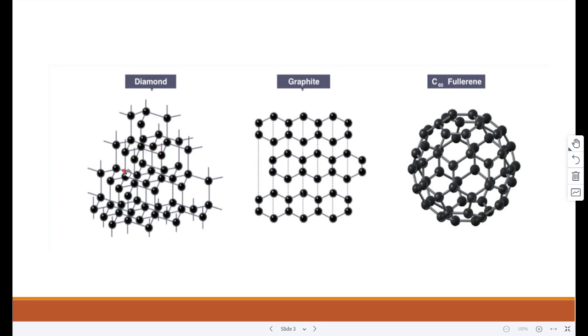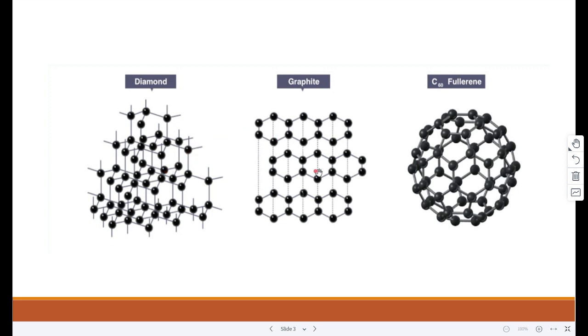carbons forming a tetrahedron. All the covalent bonds are identical and strong with no weak intermolecular forces. Because of this, diamond does not conduct electricity but has a very high melting point and is extremely hard and dense. So diamond is used in jewelry and as cutting tools.